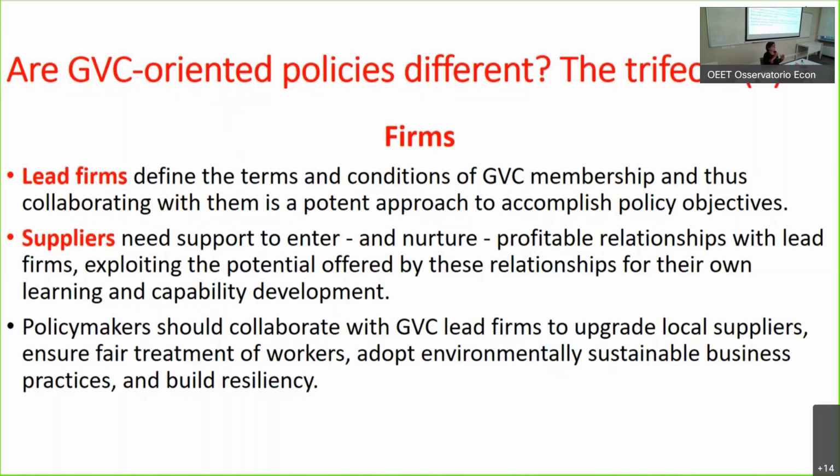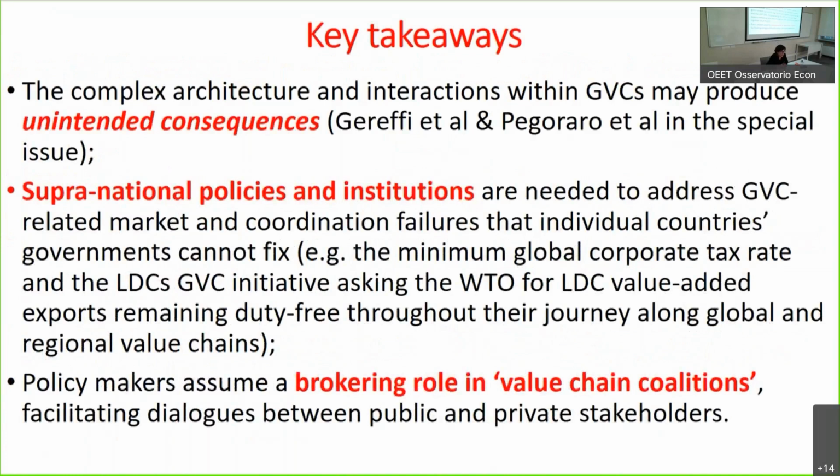So basically, these three dimensions are useful in terms of emphasizing some specificity of this GVC policy with respect to traditional policies. So let me now come to some conclusions and then to some implications for further research. In terms of conclusions, one important conclusion is that GVC policies are very complex.